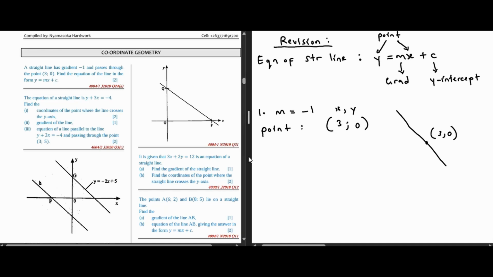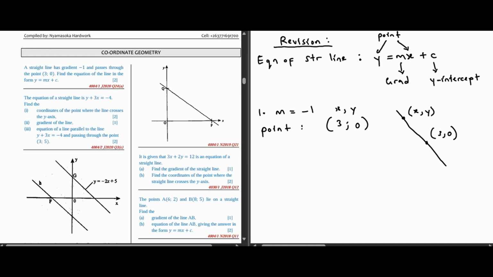But remember what I told you. When we want to find the gradient of a line, we have to have 2 points. So on our line we were only given 1 point, (3, 0). So we take any other point from this line and label it x, y, like that, so that we have 2 points. Then we build upon the information that the gradient of a straight line is constant, which means that at any point, the gradient of a straight line does not change.